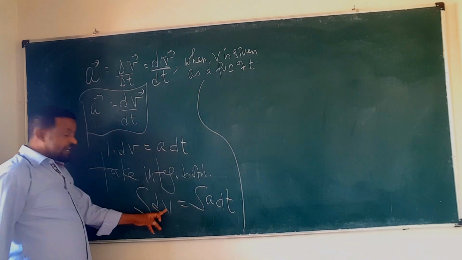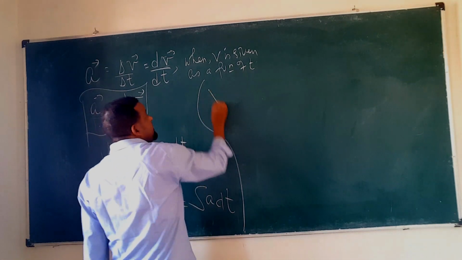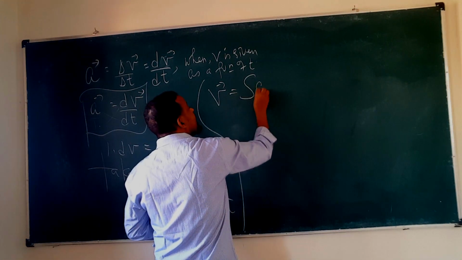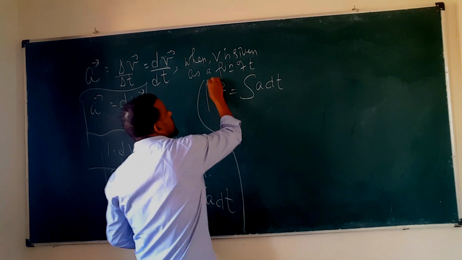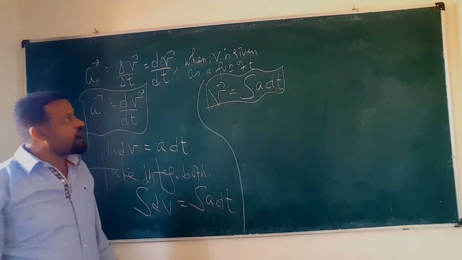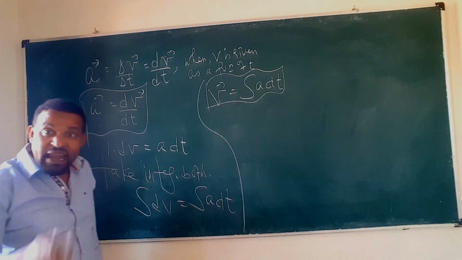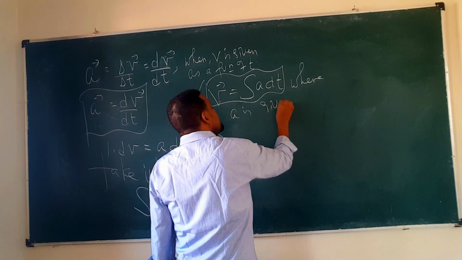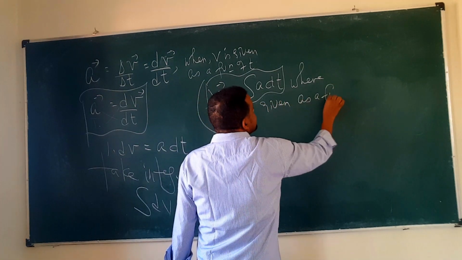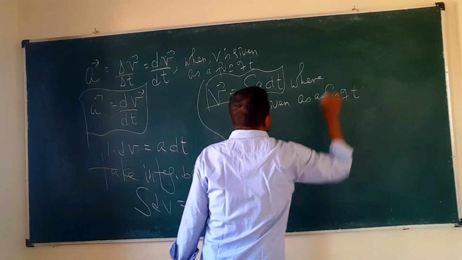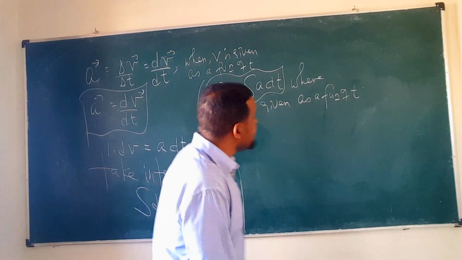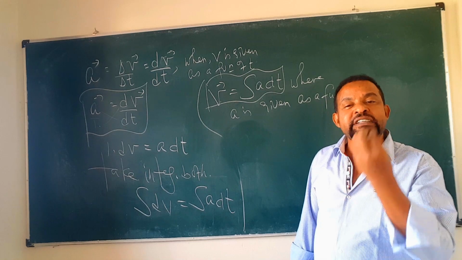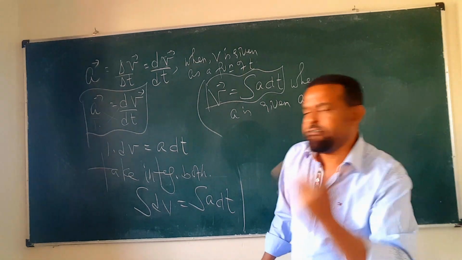So look, what is the integral of dv? As I told you, the integral of dv is v. So the velocity as a function of t is given by the integral of acceleration with respect to t, where this a is given as a function of time t, provided that acceleration is given as a function of time. And finally, work done.